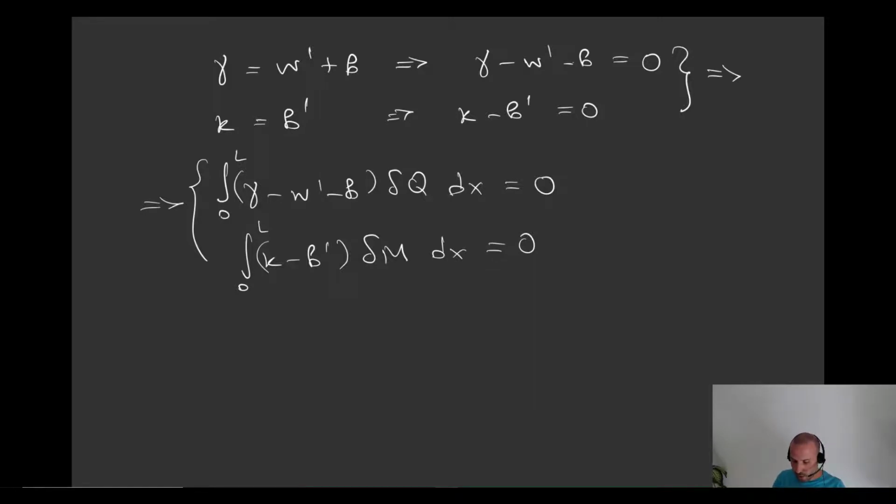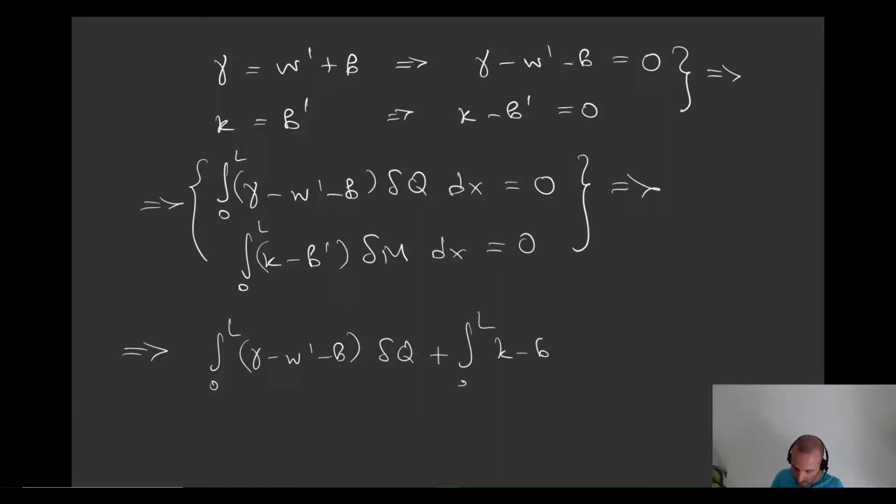As we did previously, we can also go ahead now and sum them up, and we will obtain the following. That's going to be equal to the integral from 0 to L of gamma minus W prime minus beta times delta Q, plus the integral from 0 to L of kappa minus beta prime times delta M dx, is equal to 0. Okay, let us inspect this equation for a second. That's quite important. Here we have variations of so-called Lagrange multipliers in our case, which are nothing else but the reaction transverse shear forces Q and the reaction bending moments M. Okay, this is something that we didn't have in the previous equations.